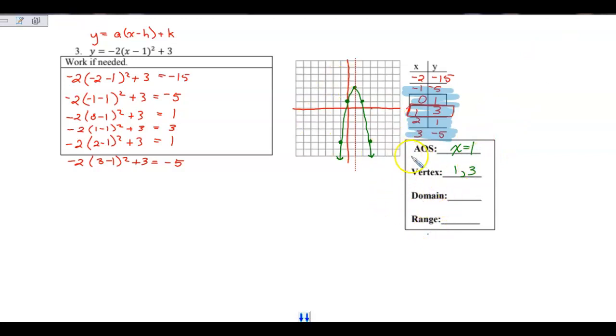And my domain is infinite. And my range, my maximum, the y value at the vertex, is 3. So it goes less than 3. So y can equal 3, but it also can be less than 3. And so y is less than or equal to 3 describes my range. Remember, it can never go over the highest point. In this case, it would be 3.